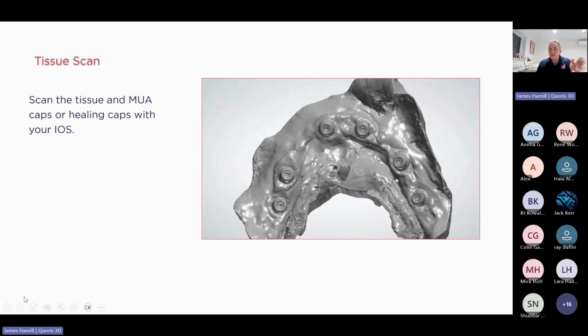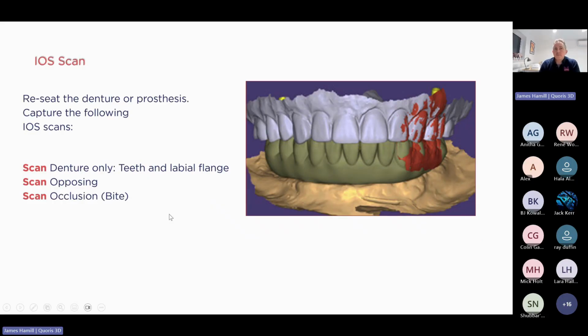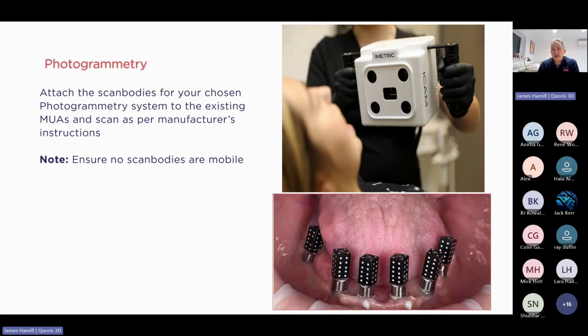Your second scan now with the denture out is to scan the soft tissue, just as we did in the previous workflow. And then you're going to capture that series of 3 scans: denture in the mouth, occlusion, and opposing. Okay, so now we've got 5 scans. And then our last scan is exactly the same process.